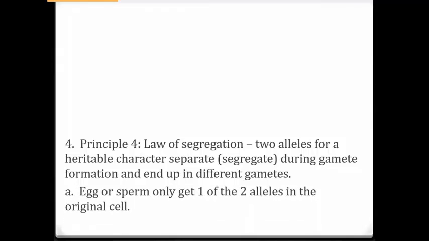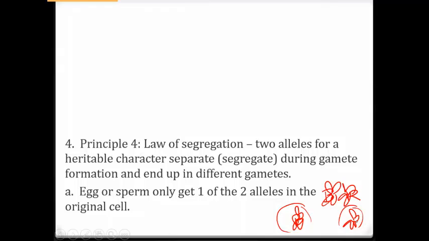Your sperm and your egg cells only get one of your two chromosomes. The homologous chromosomes, we know, pair up together in metaphase 1, but then in anaphase 1, one gets pulled to the right and one to the left. So that means that this chromosome, let's say for brown hair, gets put into one cell, and the chromosome for red hair gets put into the other cell.